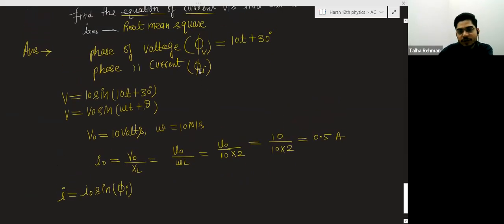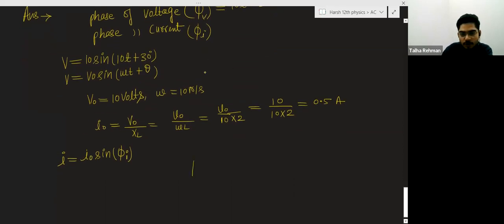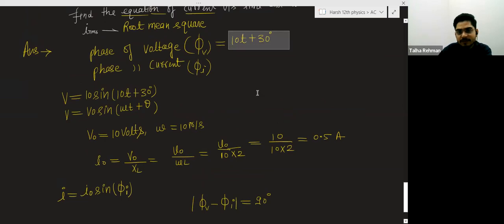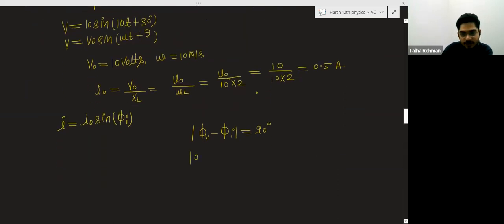Now phase of current you want, and you know the phase difference between the voltage and the current is equal to 90 degree. So phi V minus phi I is equal to 90 degree. Mod of phase of the voltage minus mod of phase of the current is equal to 90 degree. What is the phase of the voltage? 10t plus 30 degree, minus phase of the current is equal to 90 degree. Okay.